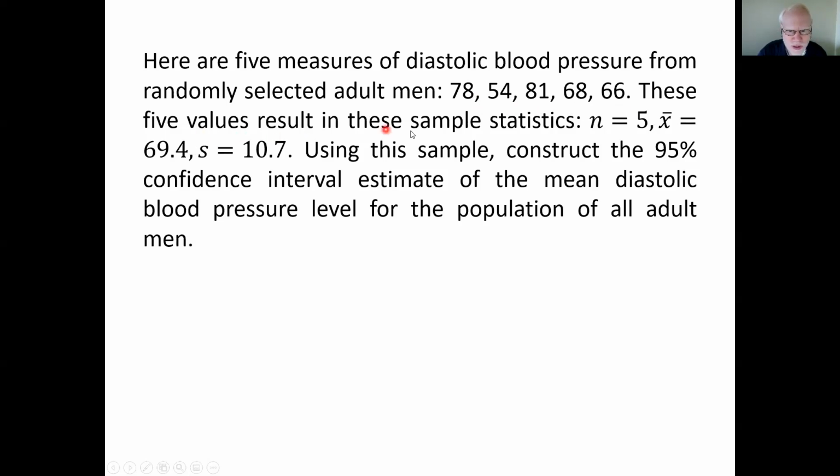These 5 values result in these sample statistics. So n is equal to 5, sample mean is equal to 69.4, sample standard deviation is equal to 10.7. Using this sample, construct the 95% confidence interval estimate of the mean diastolic blood pressure level for the population of all adult men.